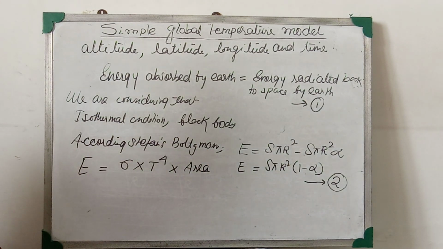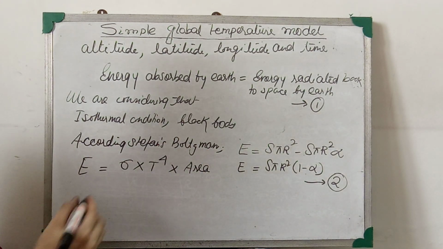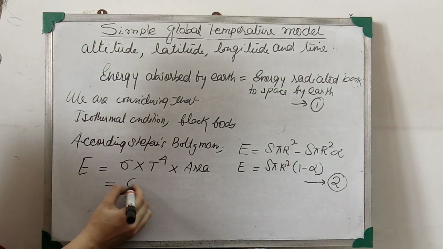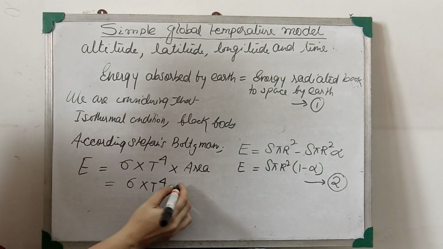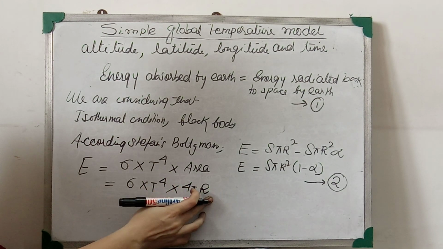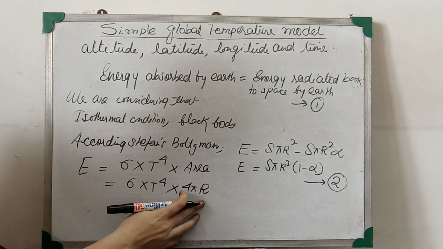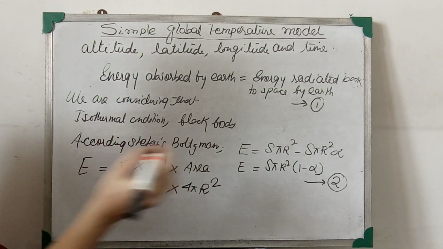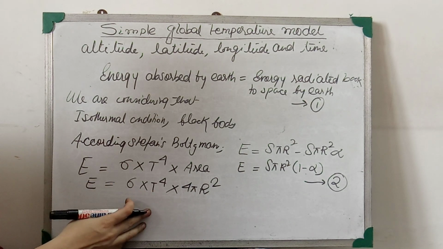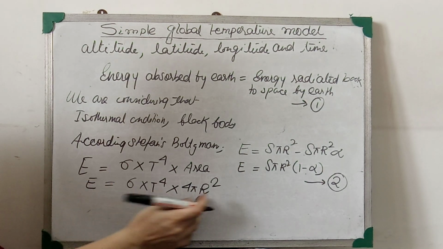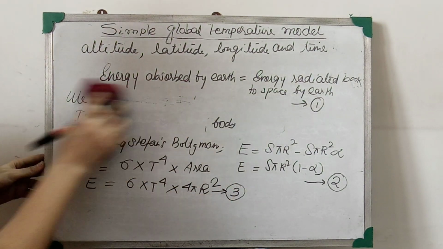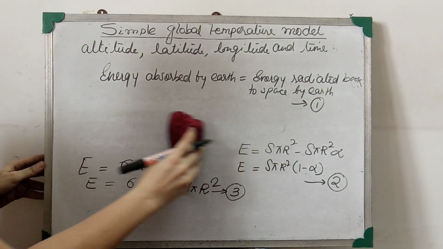Since we are considering the Earth to be spherical, we will write down the area of a sphere. So sigma T to the power 4 into 4 pi R square, where capital R is the radius of the Earth. So this is the energy radiated back to space by the Earth. It is equation number 3. Now we will equate these equations.